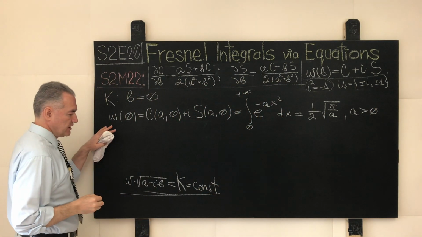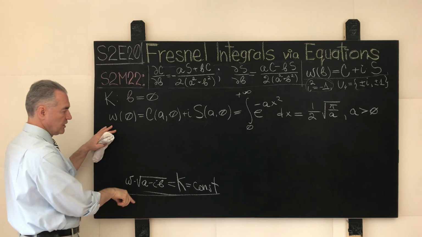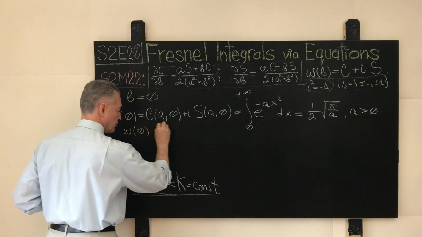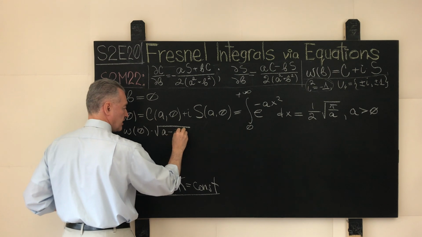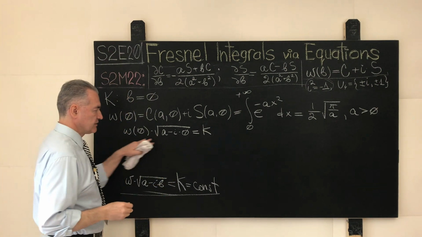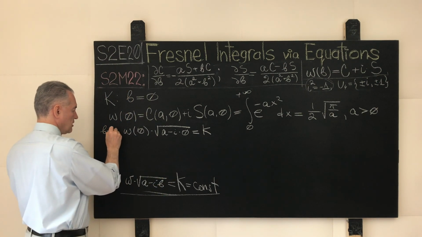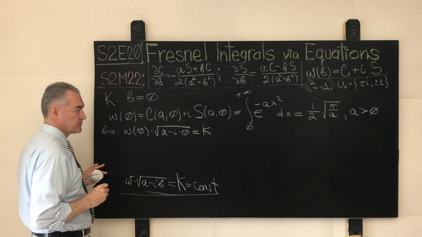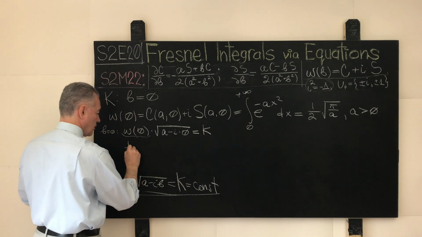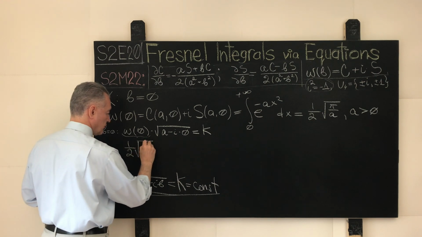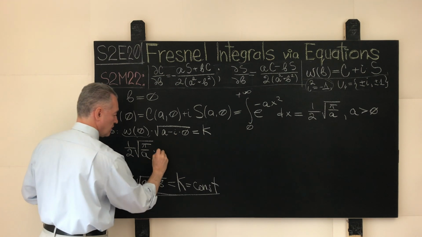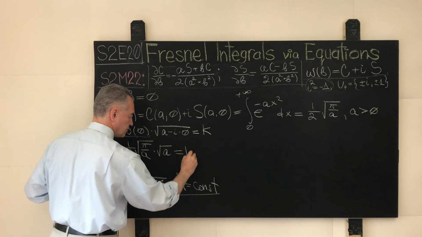That's on the one hand. And on the other hand, over here, what do we have? Well, technically we have w of 0 times square root of a minus i times 0 equals k. Would you agree? This is the case where we put b equal to 0 in this string of manipulations. For the value of w of 0, we have 1/2 square root of pi over a, times i times 0 is 0, square root of a equals 2k.